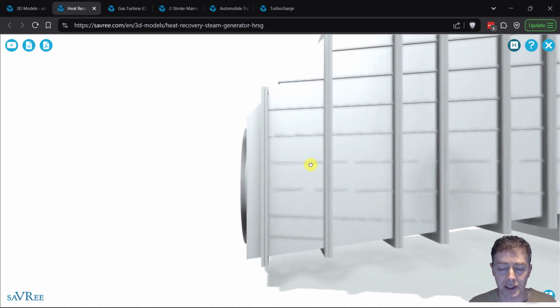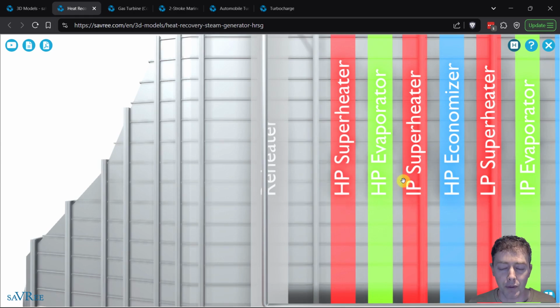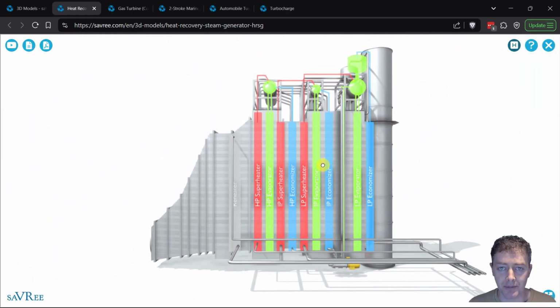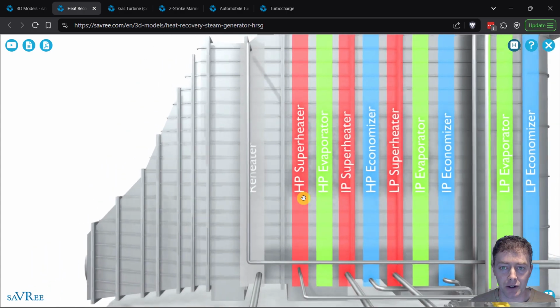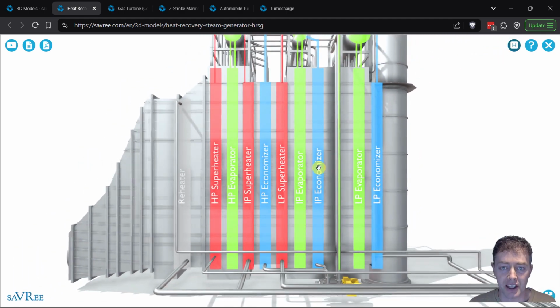As the exhaust gases pass through the heat recovery steam generator, we've got heat exchangers within the heat recovery steam generator. I'm going to call it HRSG for short, because saying heat recovery steam generator gets a bit tiresome. So the exhaust gases are coming in on the left. They're coming along here. They're flowing across here. And as they do so, they're flowing across heat exchangers.